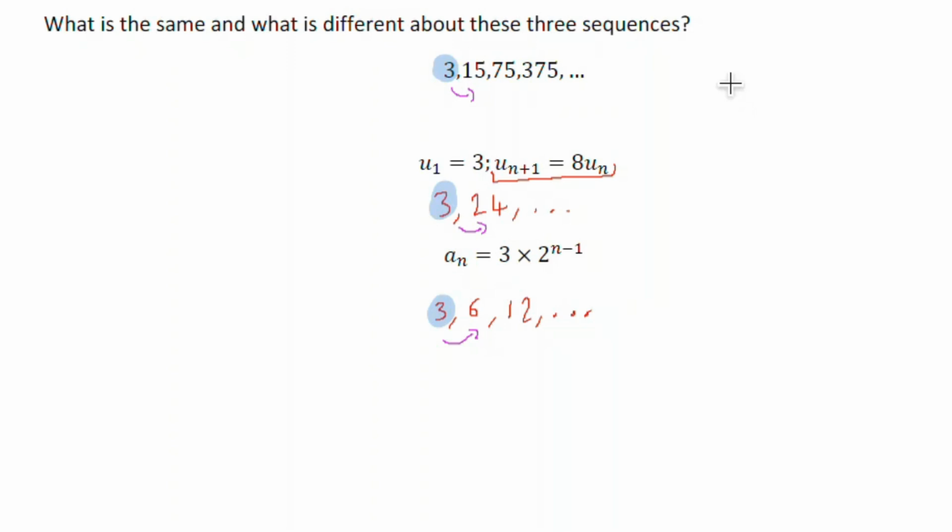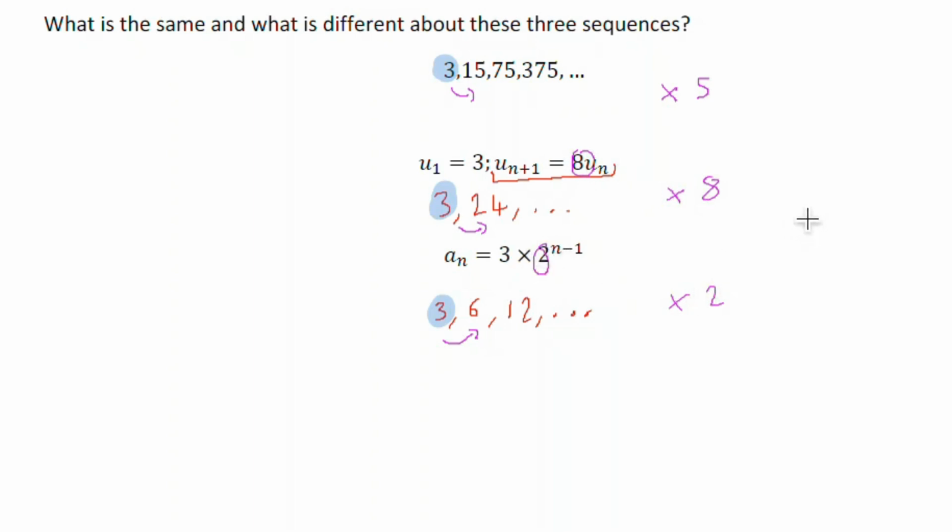Something that's different about each of these is what we multiply by. In the first one, we're multiplying by 5 each time. In the second one, we're multiplying by 8, which comes from here. And in the third one, we're multiplying by 2, which comes from here.